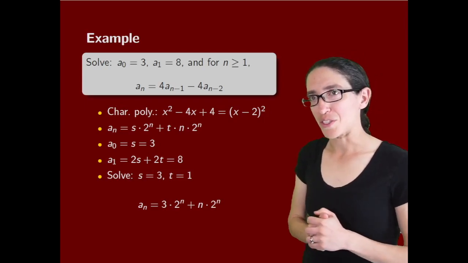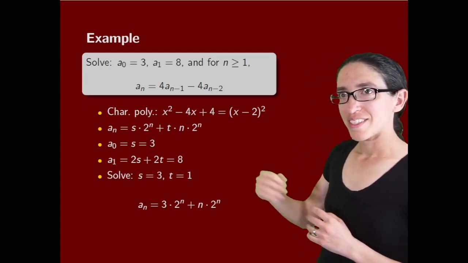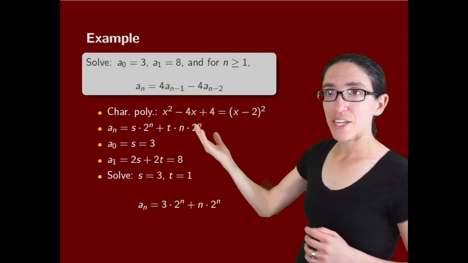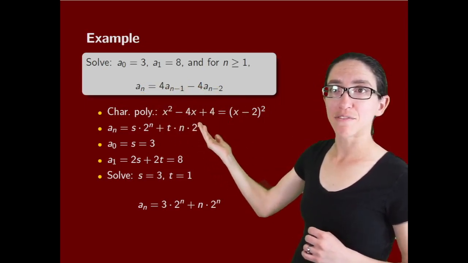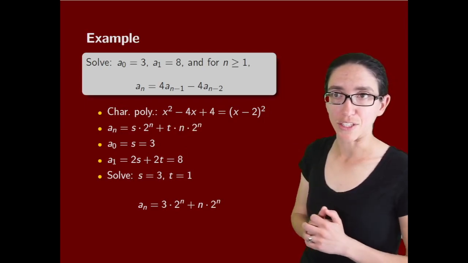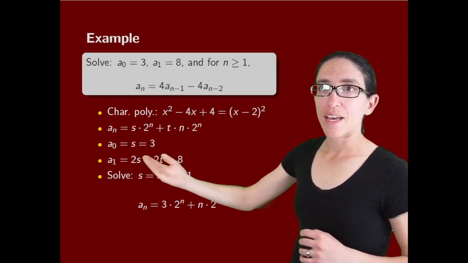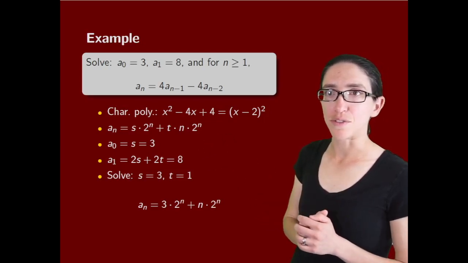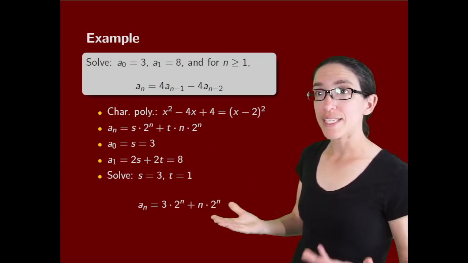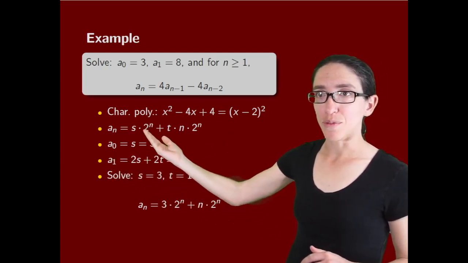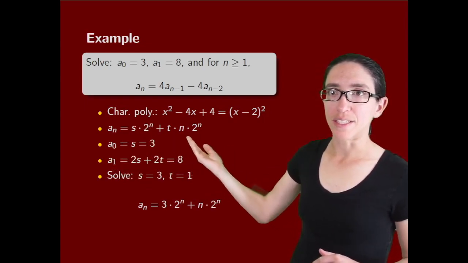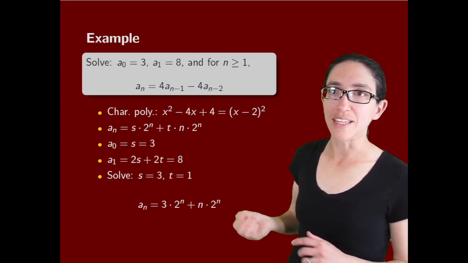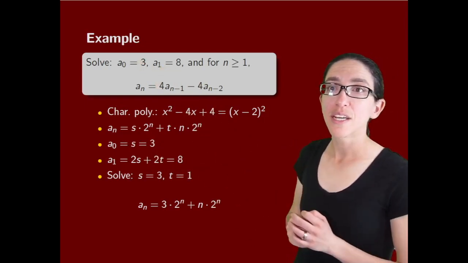Let's do an example of this tricky case where we have a double root. Say this is our recursion with a0 equals 3 and a1 equals 8. The characteristic polynomial is now x squared minus 4x plus 4, which factors as (x minus 2) squared. And so a sub n is s times 2 to the n plus t n 2 to the n for some s and t. To find s and t, we plug in 0, and so plugging in n equals 0 makes this whole term go away, and this term is just 1, so a0 is just s, and we also know a0 is 3. So s equals 3.